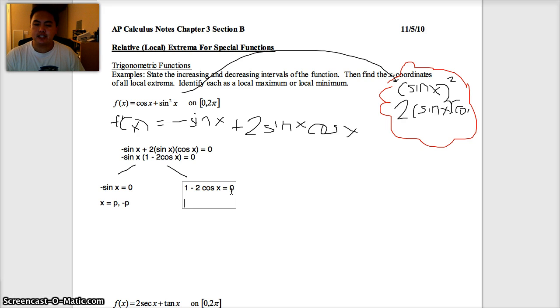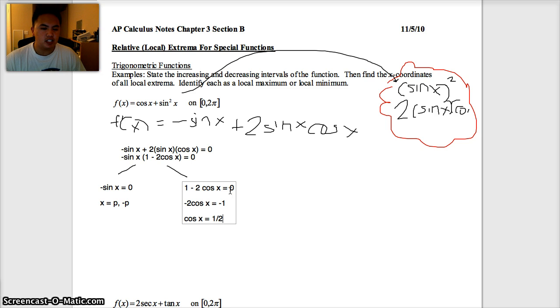In this case, I'm sort of doing the same thing, except on the left side I had sine by itself, but on the right side I don't have cosine by itself. So the first thing I'm going to want to do is get cosine x by itself. First I'm going to subtract 1 from both sides, and then I will divide both sides by -2. So do you see how I get cosine x equals half?